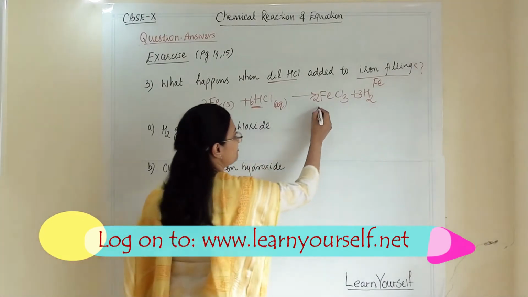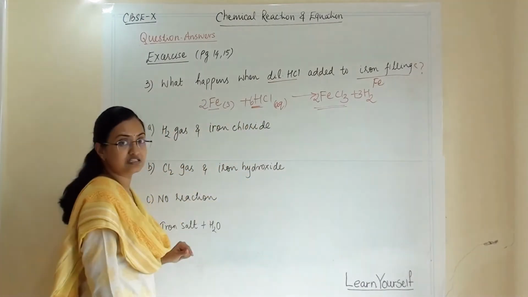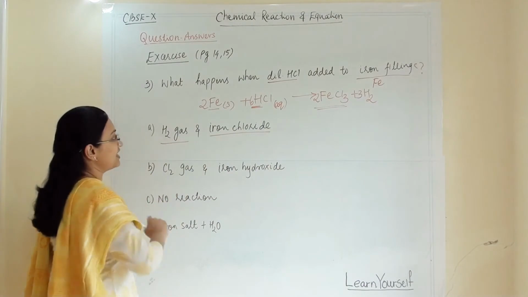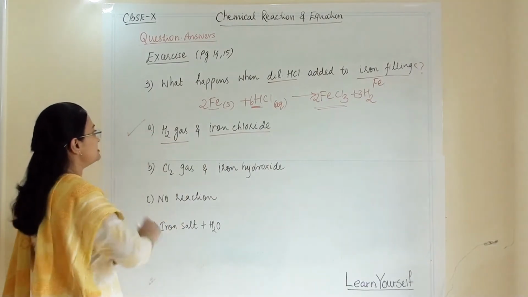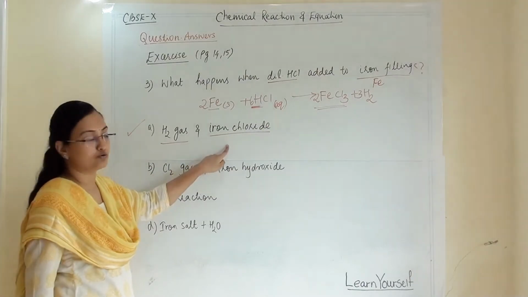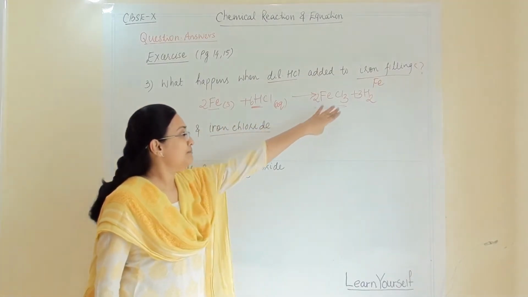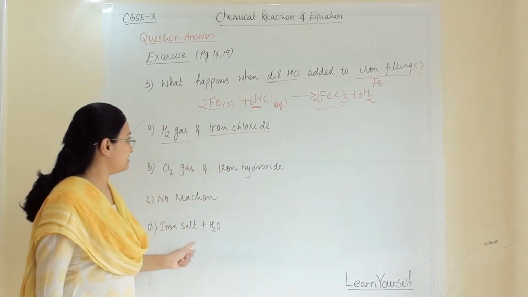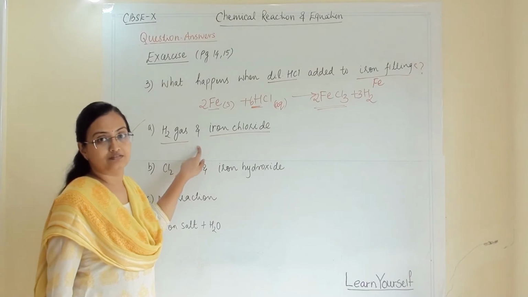So what is our FeCl3? FeCl3 is iron chloride. So that is iron chloride and hydrogen gas. So answer is A, that we will get hydrogen gas and iron chloride. Here you don't need to balance the equation. Once you get the product, you can check the answer and tick the one.